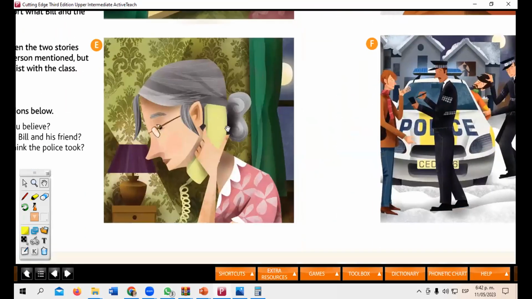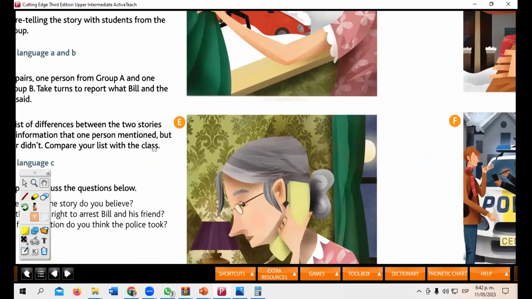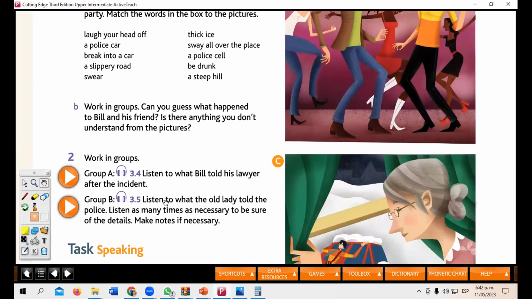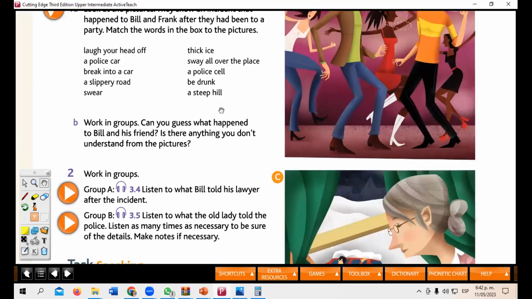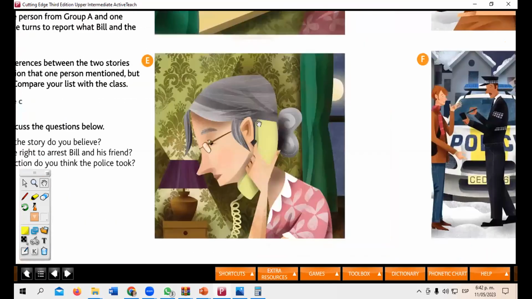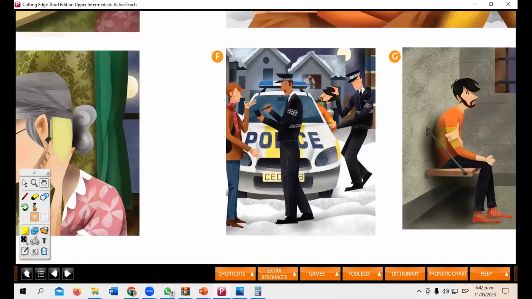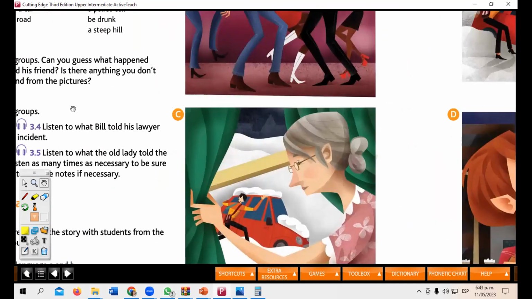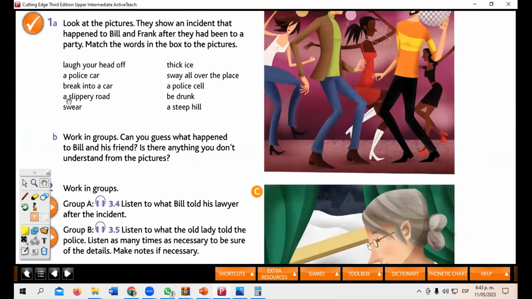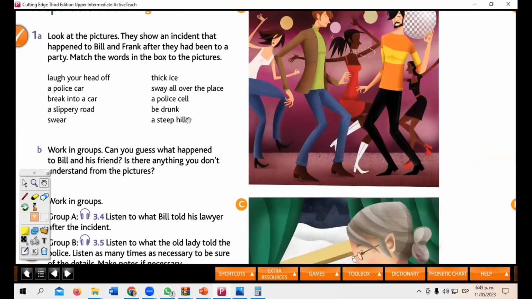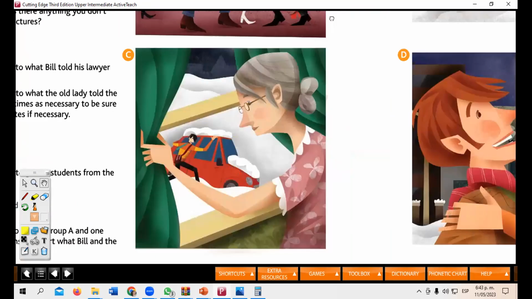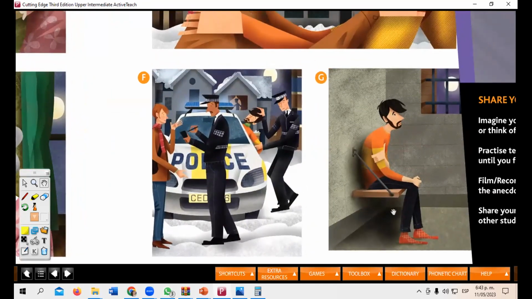For picture E, what did she do? No? From the list, we don't have anything related to this image. Then we have a police car. Yes, a police car. And no more. Maybe be drunk? Yeah, maybe be drunk. Yes. And the last one is a police cell. He is in a police cell.